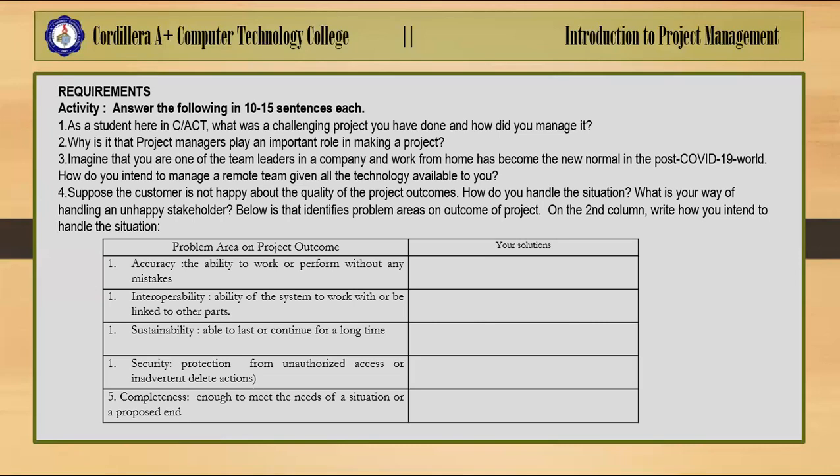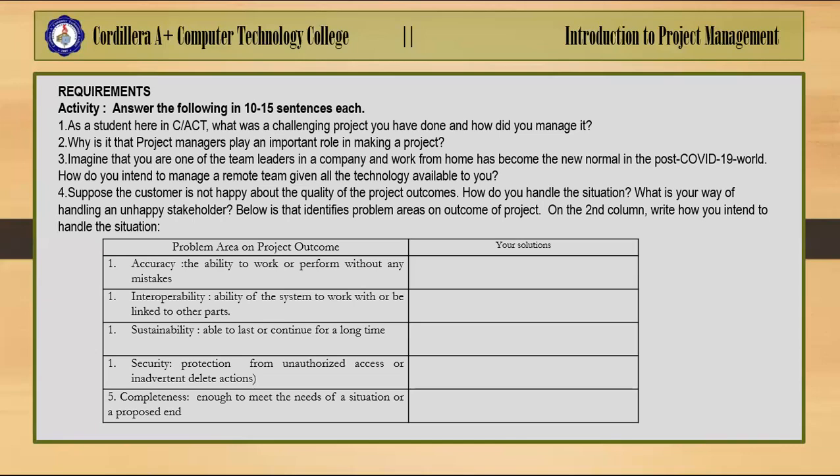Okay, so next is, suppose the customer is not happy about the quality ng project outcomes mo, how do you handle the situation? So what is your way of handling an unhappy stakeholder? So below, identify the problem areas on the outcome of the project. On the second column, write your intent to handle the situation.